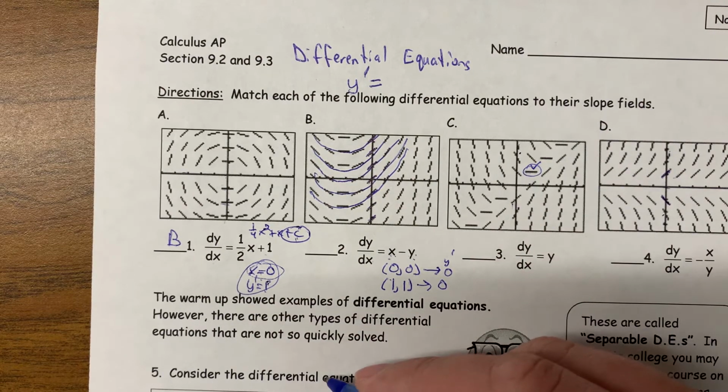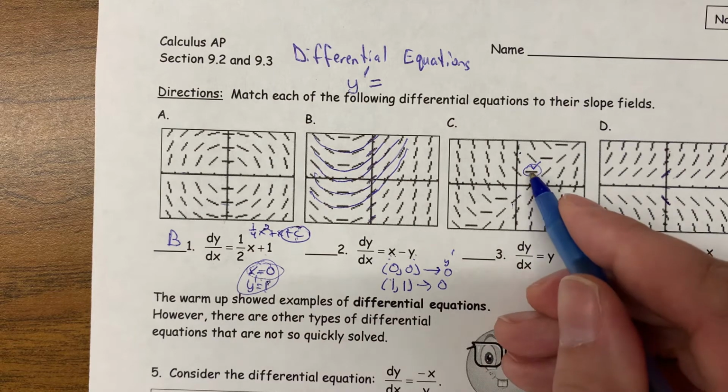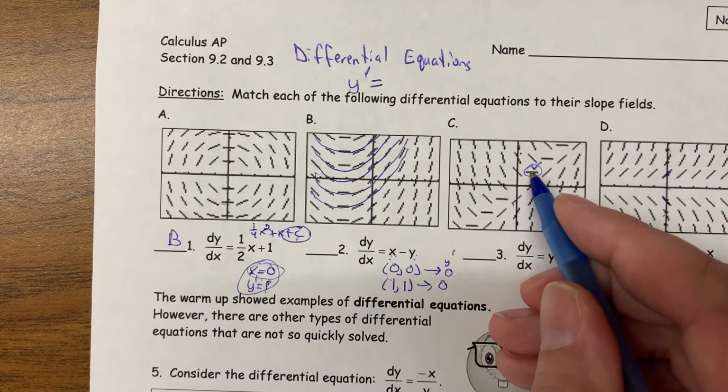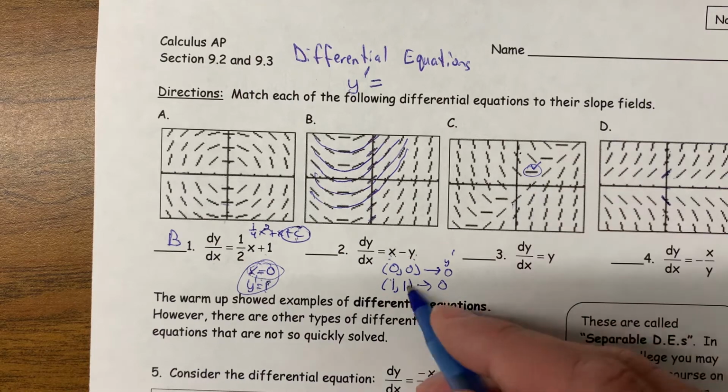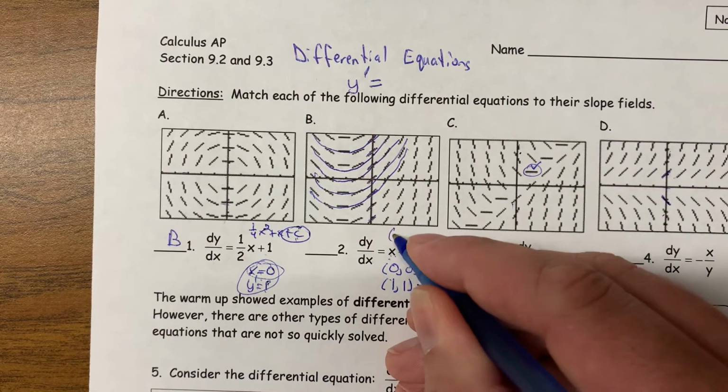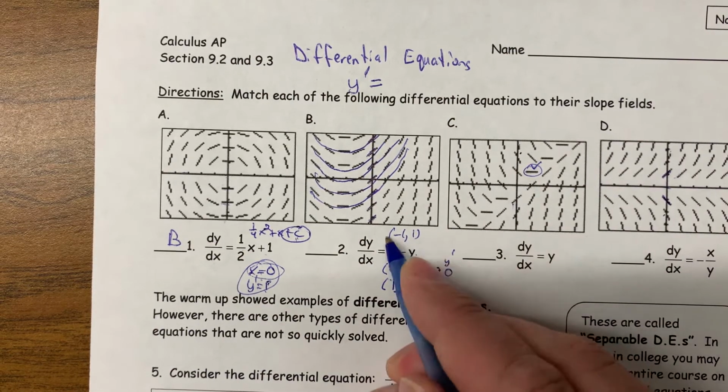Sometimes you need to pick more than one point to check. Like, let's say there had been 3 of them that had a slope of 0. Well, then I'd pick another point. Like maybe I would pick, I don't know, -1, 1, like put in a negative number and see what happens.